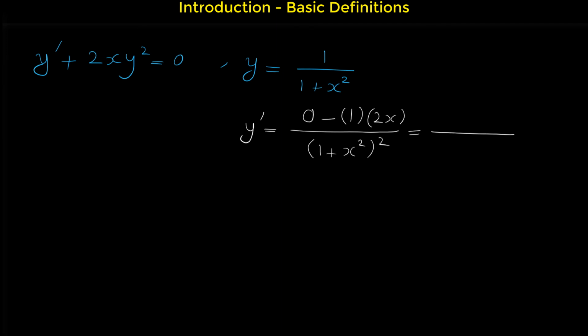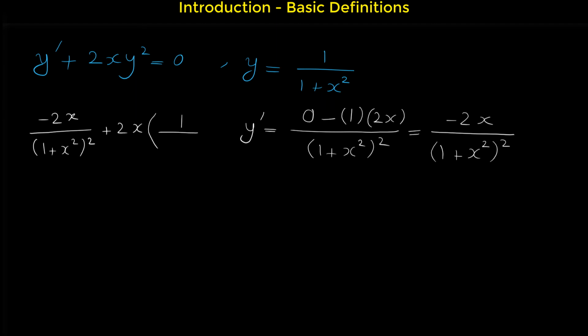If we simplify this, we have in the numerator negative 2x, and in the denominator 1 plus x squared, squared. Now, if we substitute negative 2x over 1 plus x squared, squared for y prime here, we have negative 2x over 1 plus x squared, squared plus 2x times y squared. Y is this function, 1 over 1 plus x squared.